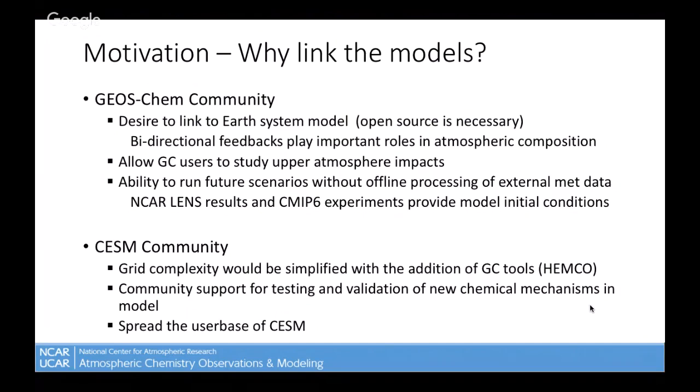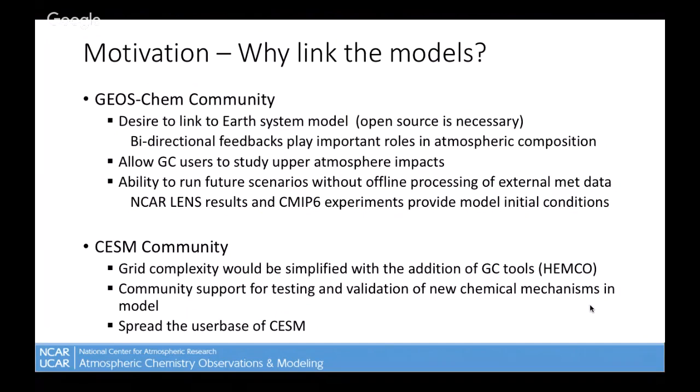As part of the CESM community, we really hope that we would decrease our grid complexity using a tool like HEMCO or some of the emissions processing capability that you have. Additionally, we would get a lot of community support for testing and validation of new chemical mechanisms. That's something that has really been highlighted by the GEOS-Chem community that would be of a lot of value to CESM. In addition, we would spread the user base of CESM.